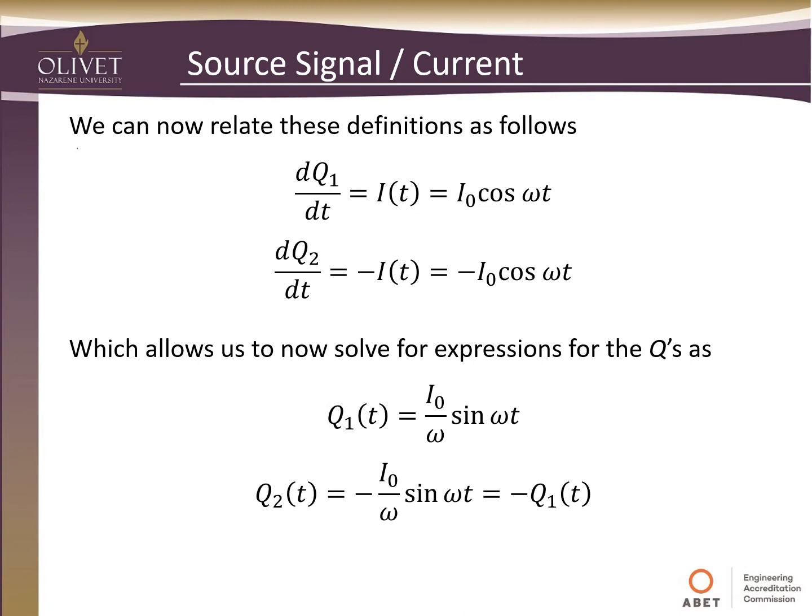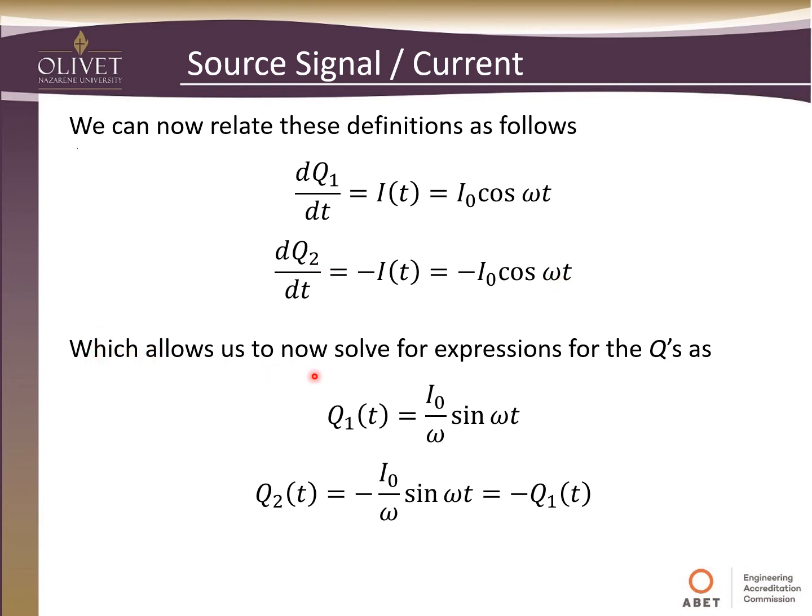So from that, we can now come up with some mathematical definitions to model this. Our current is going to be our change in charge over time, which is our basic definition. So we can equate this differential change in charge with respect to time as our current. And then dq2, of course, is the negative of that since it's out of phase by 180 degrees.